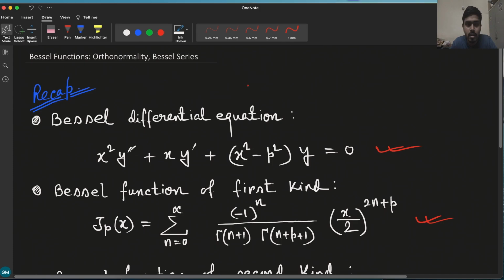Because in our 10+2 physics, we know about these orthogonal vectors, right? Those vectors will have a 90-degree angle between them. So those we will be calling the orthogonal vectors. And another property will be that the dot product between those two vectors will be 0. So similarly, what do we mean by orthogonality when we are talking about these functions? Let me explain that.